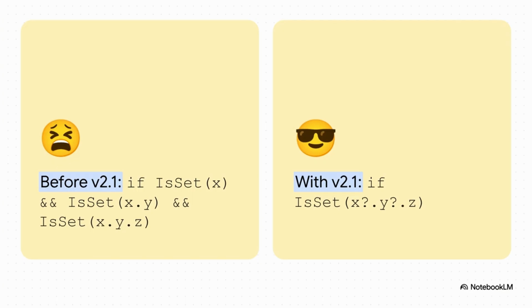Oh man, this one is a big deal. You know the drill, right? To get to some deeply nested property, you had to write those awful, long, "if is set this, and is set that, and is set the other thing" chains. So clunky. Well, not anymore.